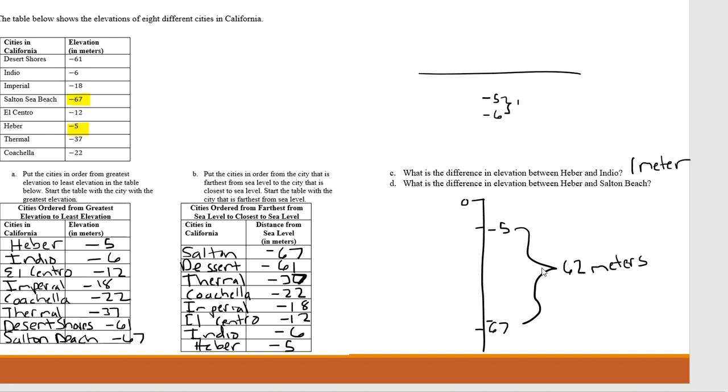So if we're trying to figure out the difference in elevation between Heber and Salton Beach, they're both negative numbers, okay, but the difference between the elevations would be a positive number. It would be positive 62. If we were to count how many spaces between -5 and -67, we would count that there are 62 spaces between those.